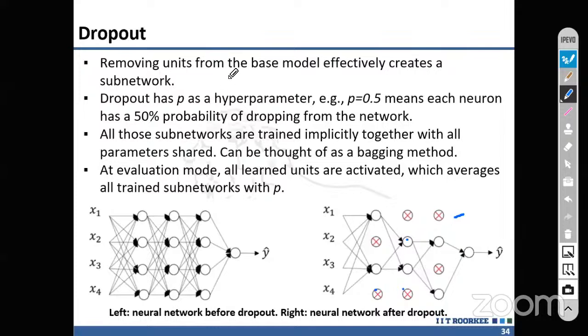So removing units from the base model effectively creates a subnetwork. Subnetwork means here you are not using the full network, you are creating a subnetwork. Dropout has P as a hyperparameter, meaning 50%, you can say that 50% of the neurons will be working in one model. All these subnetworks are trained implicitly together. So one time one subnetwork is trained, the second time another subnetwork is trained. And then later we combine all these results together.